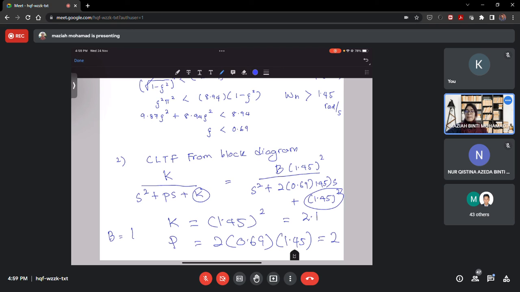Alright, so by doing this step here, we'll be able to design the value of K. So this is basically you need to put K should be less, or equal, I'm not sure, because the range is zeta is 0.69 and lower, lower than 0.69, and omega n must be bigger than 1.45. Okay.